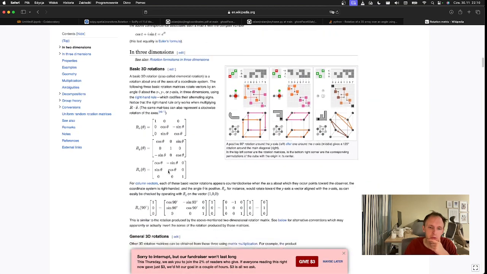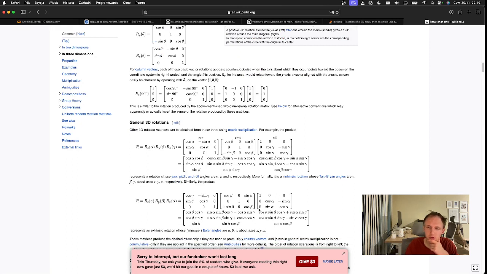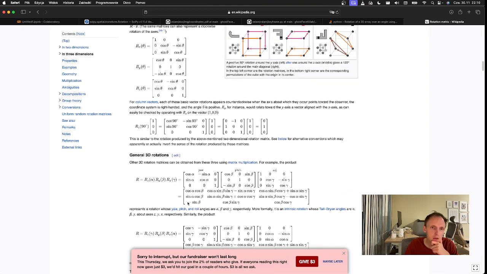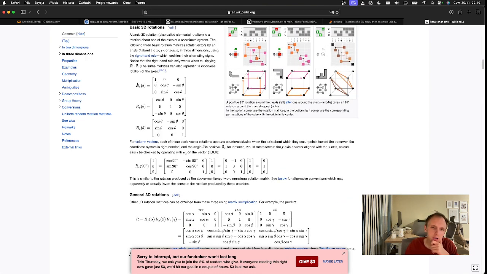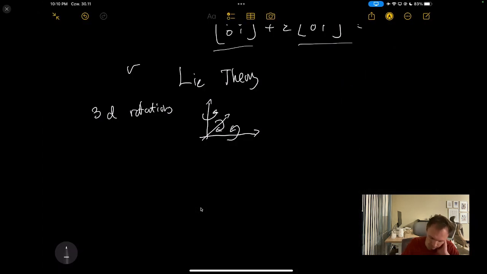So basically, here's a generic 3D rotation. You can see that the formula is kind of complicated, right? So we can have rotation around one axis and second axis and third axis, right? And then it ends up being this 3x3 rotation matrix.